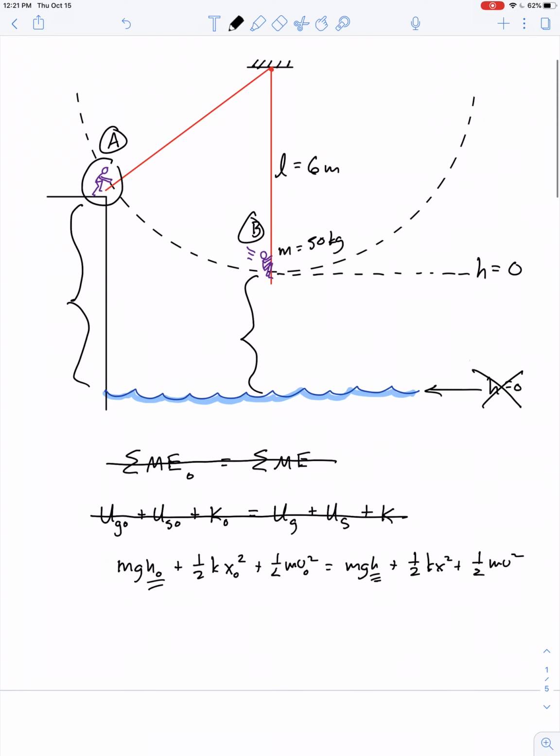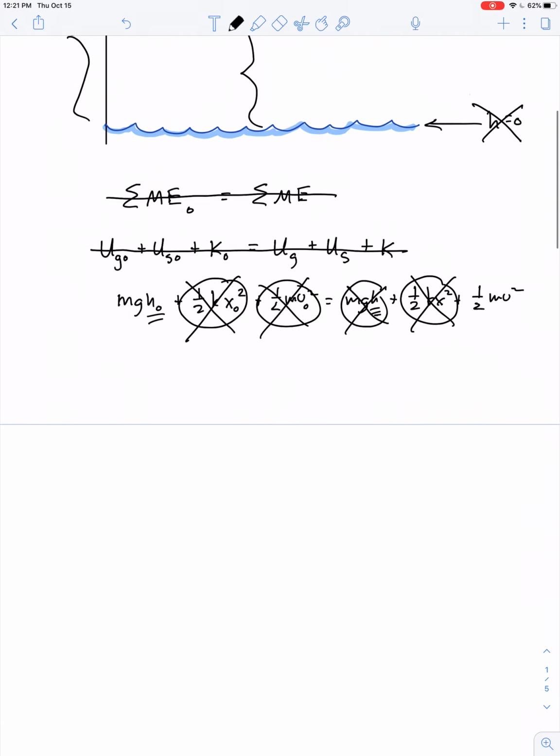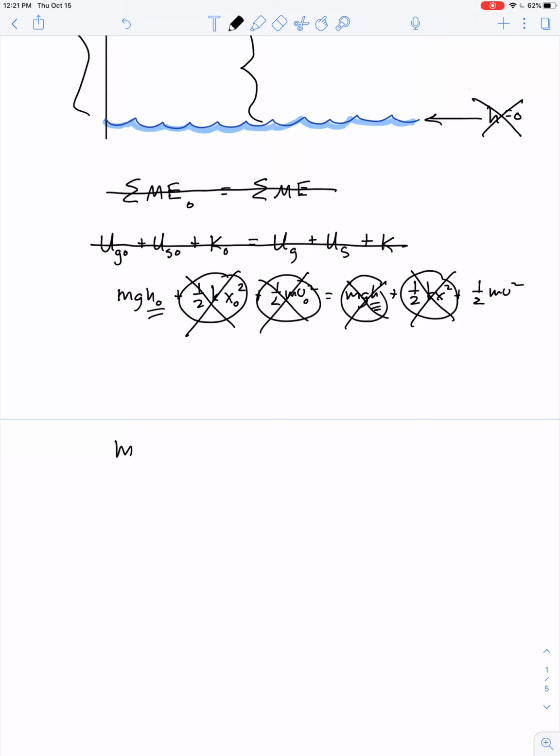Okay, so if this is the case, there's clearly no spring involved. So we don't have to calculate any initial or final elastic potential energies. Because the person starts from rest as they just gently step off this ledge, there's no initial kinetic energy. And because we set h equals 0 at the final position, then there's no final gravitational potential energy. So the law of conservation in this case reduces quite a bit. We just get mgh initial is equal to 1/2 m v final squared.